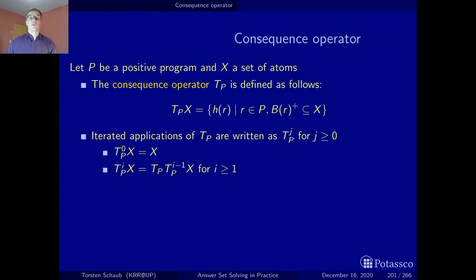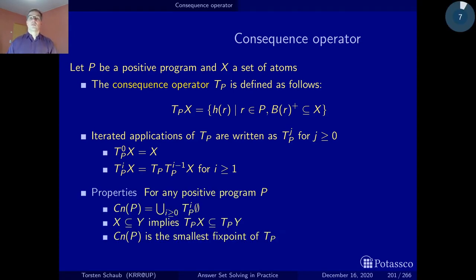Yeah, so this allows us to capture the smallest model of a positive logic program, as you may remember from the introduction, or the consequences of a positive logic program, Cn of P, simply as the union of all iterated applications of the TP operator applied to the empty set.